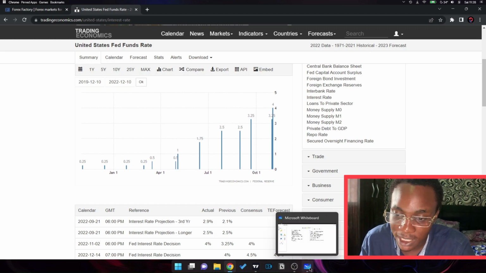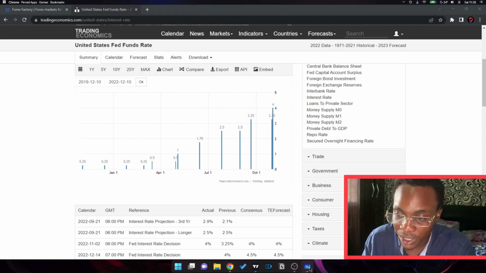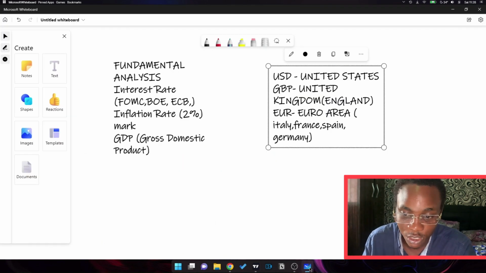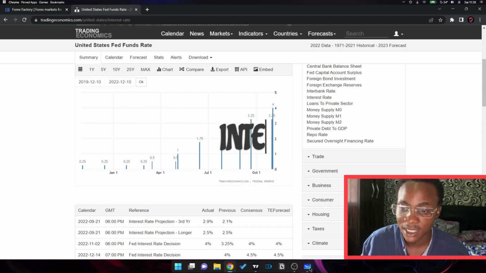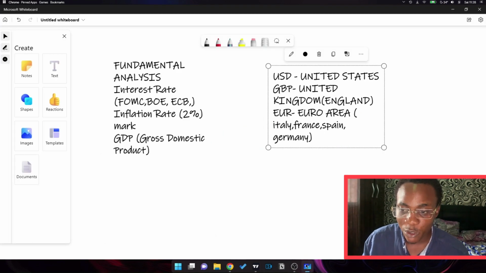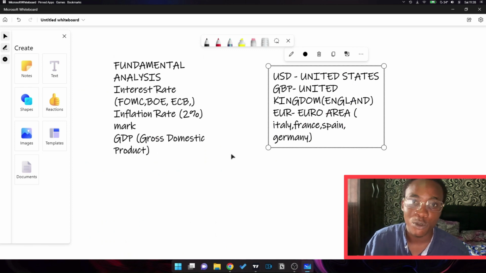So now I will be explaining interest rates, inflation rate, and GDP. Now interest rate, what do you know as interest rate? Interest rate is simply the borrowing cost, how much interest the central banks are willing to add when lending money out. Now how does all this come about?